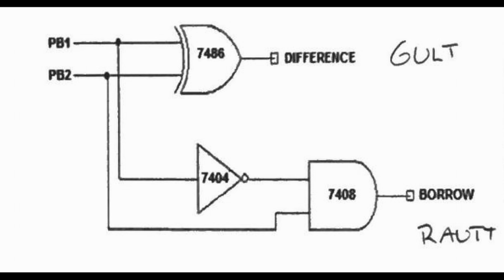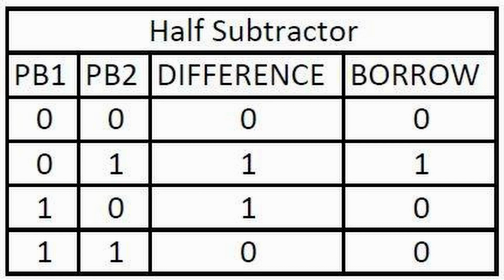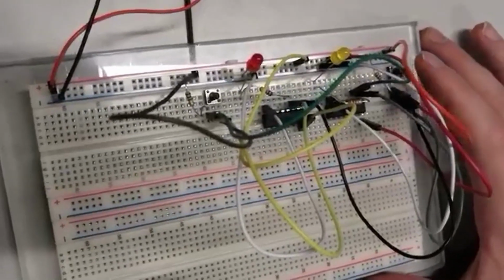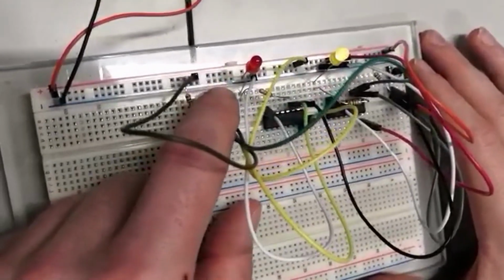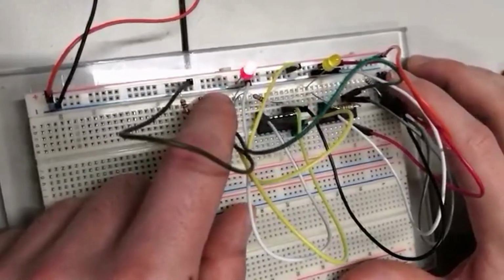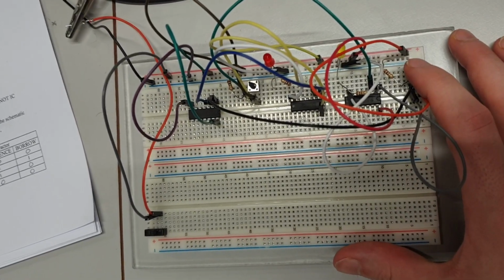And they produce two output values, sum and carry, in the case of the half adder, and difference and borrow for the half subtractor. Both these circuits work only with two single bit input values. For the half adder, a XOR and an AND gate were used alongside two LEDs representing the output values, sum and carry. For the half subtractor, the same ICs were used with an addition of a NOT gate.